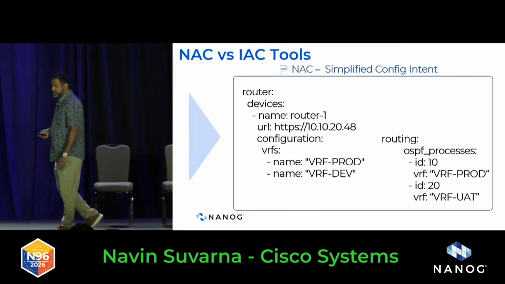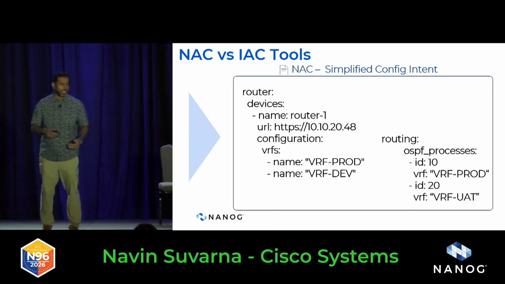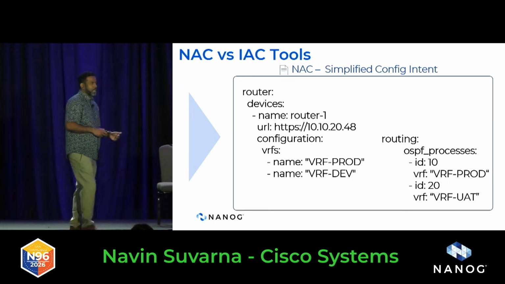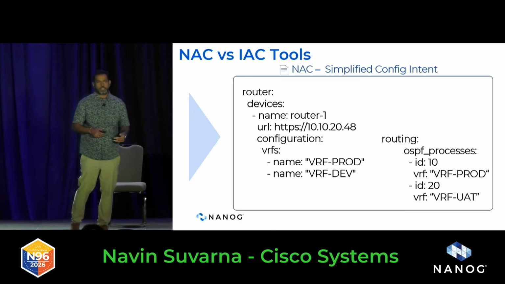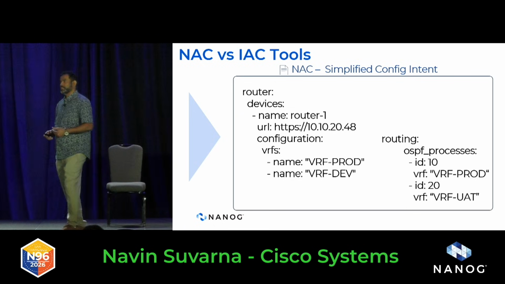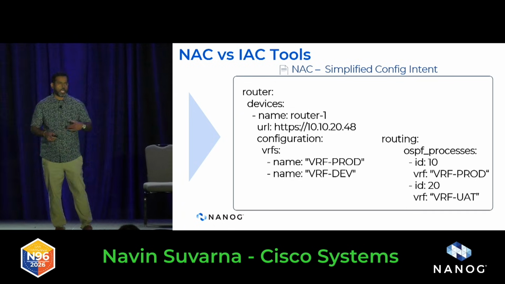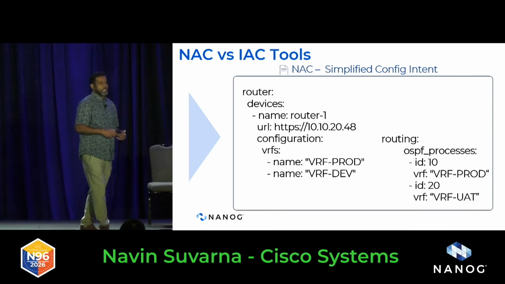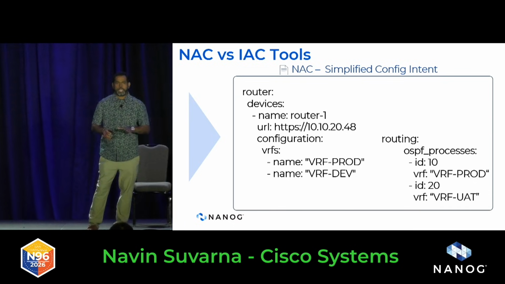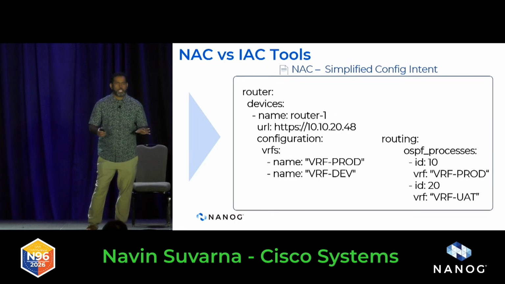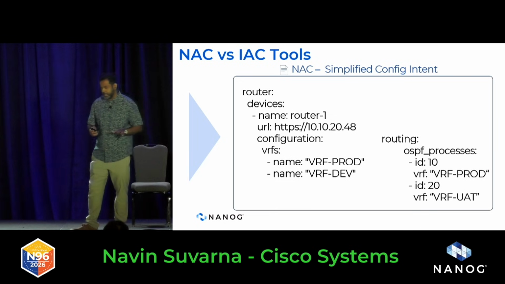Now, if I were to use network as a code, in that case, all I do is I define the device that I'm trying to configure. In this case, it's router 1. I'm trying to configure it with VRF prod, VRF dev. And under the routing OSPF process, I'm associating VRF prod with ID 10 and VRF UAT with ID 20. That's it. I'm not defining any variables. I'm not defining any loops. I'm not defining any dependencies.